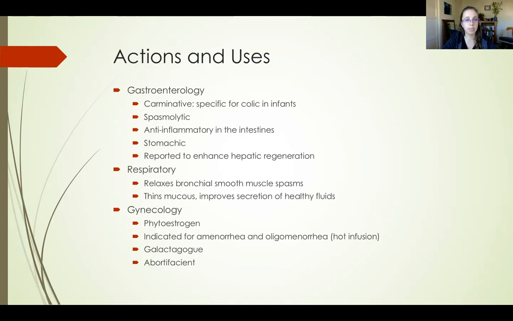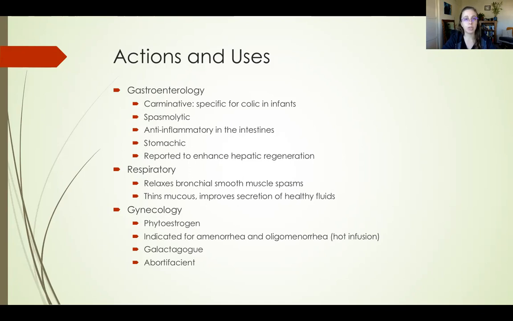All right, and respiratory tract, it can relax bronchial smooth muscle spasms. So think bronchitis, maybe some asthma, things like that. It can also thin out unhealthy mucus and improve secretions of healthy fluids, which is important for the lungs when we're trying to fight an infection. So it can help with that.